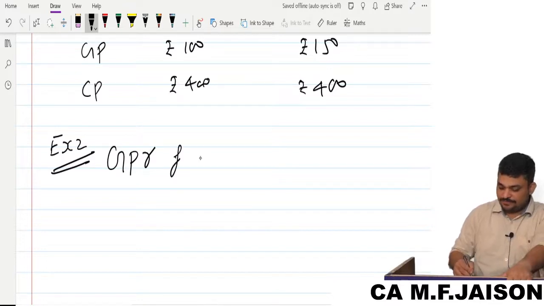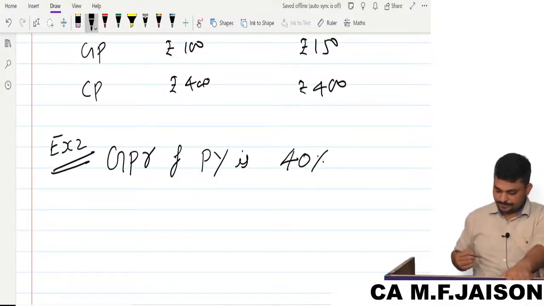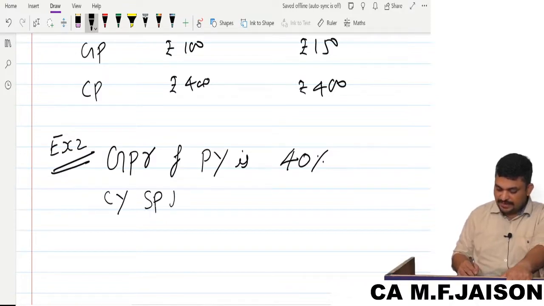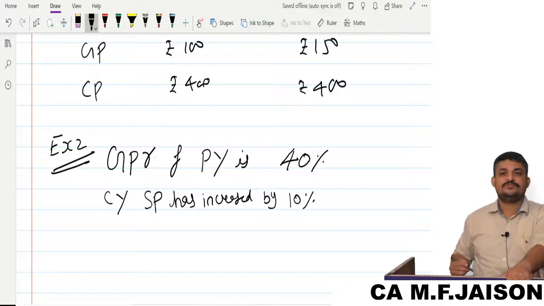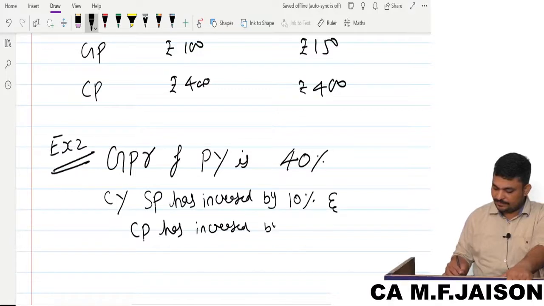Gross profit of previous year is 40%. Current year selling price has increased by 10% and cost price has increased by 25%.